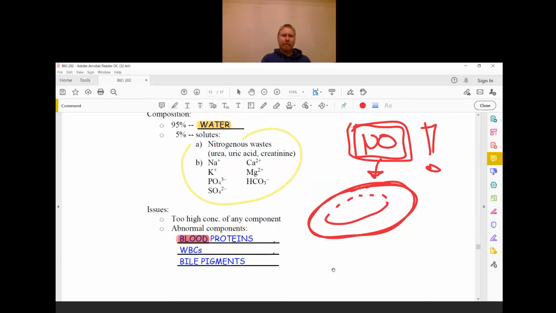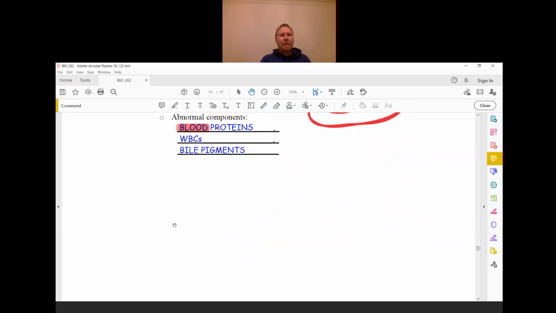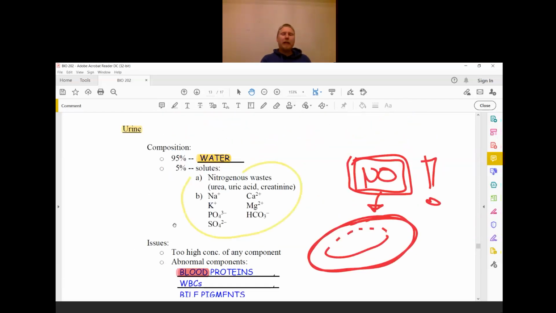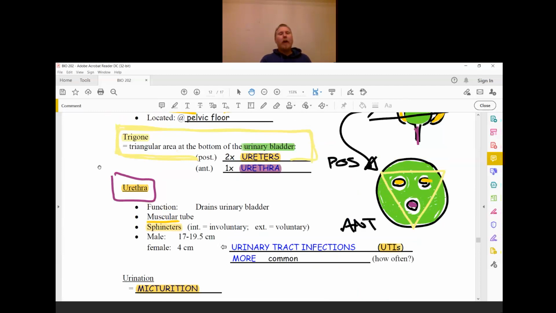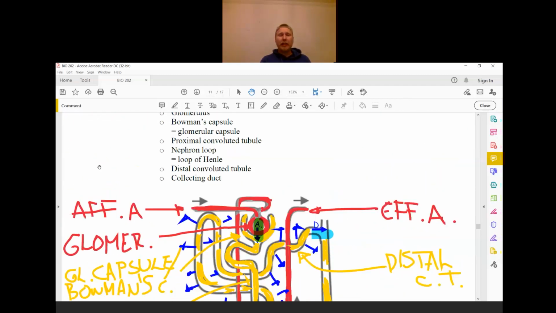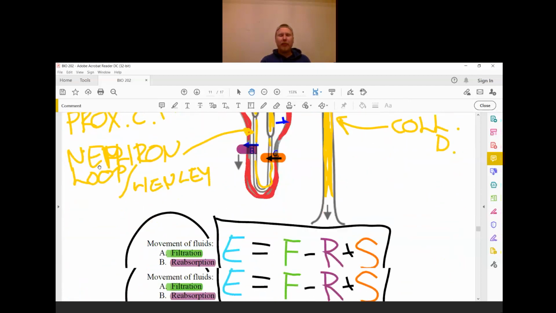I think that completes everything that I had to say about the urinary system. I know that there was a little bit more of a brief review. Pay attention especially to the nephron. That's an important structure. I think we did a fairly good job of covering that.